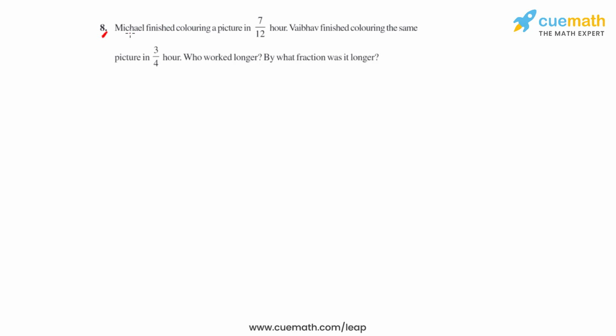Question number 8 says that Michael finished coloring a picture in 7/12 hours. Weber finished coloring the same picture in 3/4 hour. Who worked longer and by what fraction was it longer?